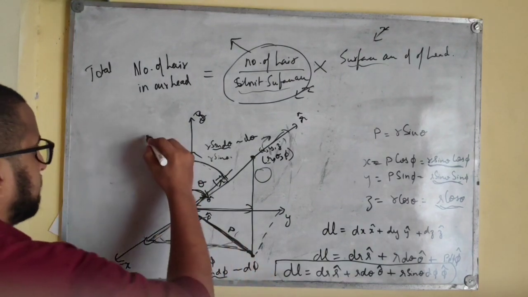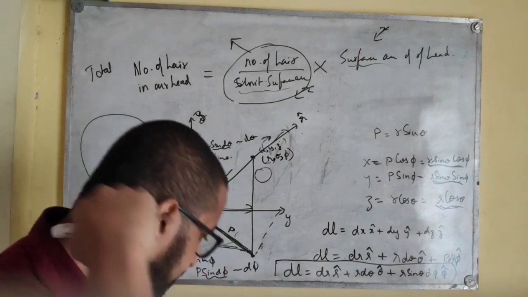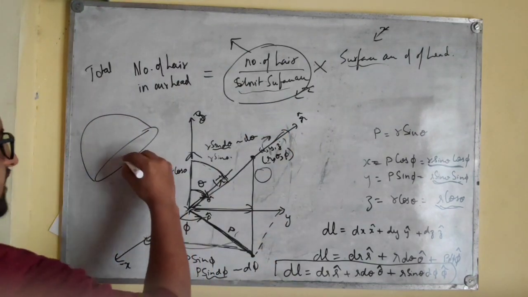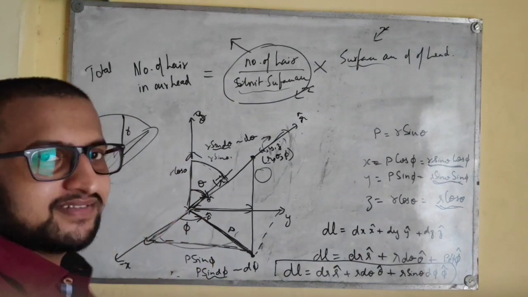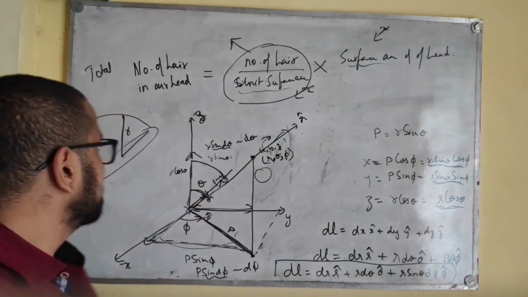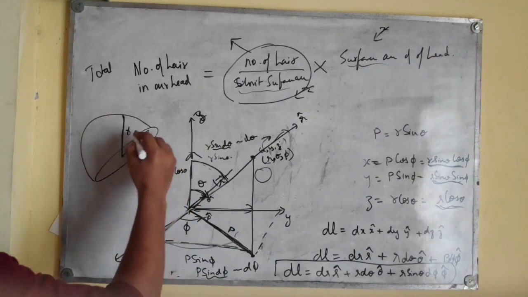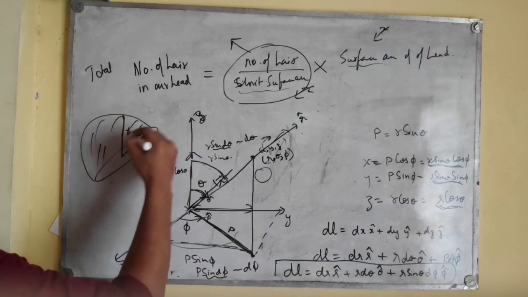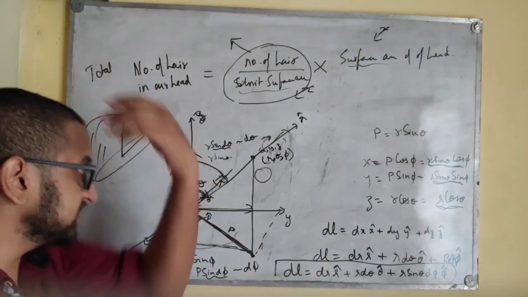So the shape of my head is just a hemisphere. So I need the radius r of my hemisphere, which I will just assume some centimeters. I will calculate it. Now we want this curved surface area in which the hair is present.